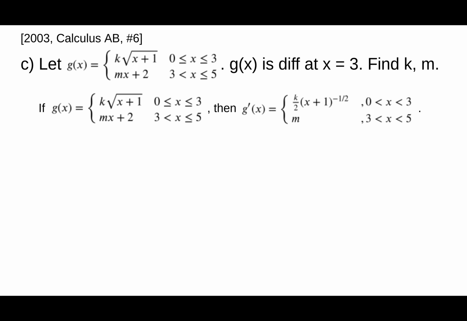All right, so if g of x is defined as above, then the derivative of g we can just find again as a separate piecewise function. That's going to be k over 2 times x plus 1 to the minus 1/2. And since the bottom part of this piecewise function is just a linear function, g prime is just going to be m for all of those values.